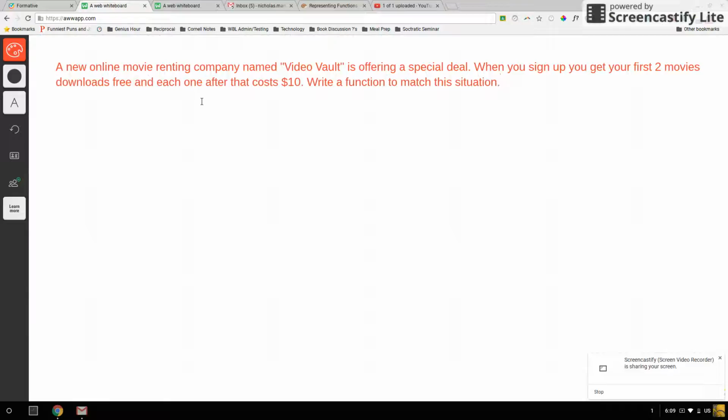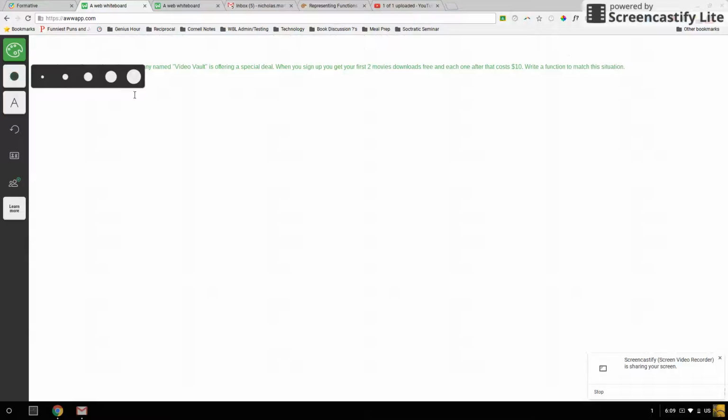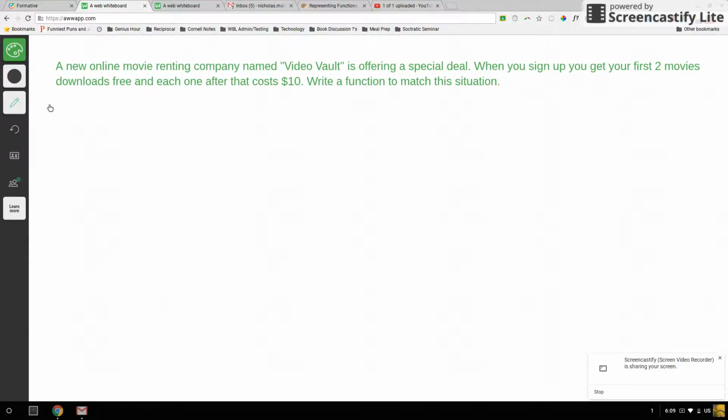So one more situation, and then you'll have a few problems that you're going to be writing with. It says there's a new online movie renting company named VideoFault, and it's offering a special deal. When you sign up, you get your first 2 movie downloads free, and each one after that costs $10. Write a function to match the situation. Now, this problem doesn't have any variables, which means we get to pick our letters. Yay, it's happy day when we get to do that. Let me switch to the pen tool.